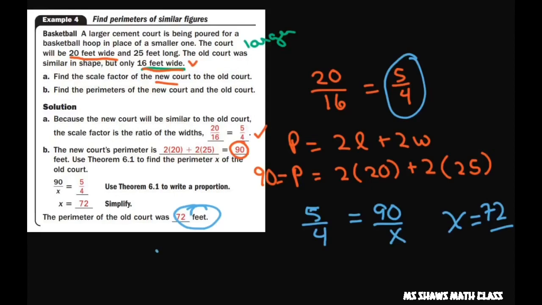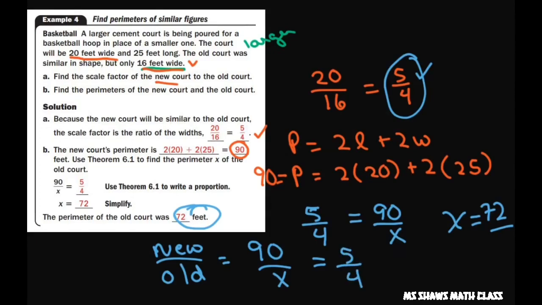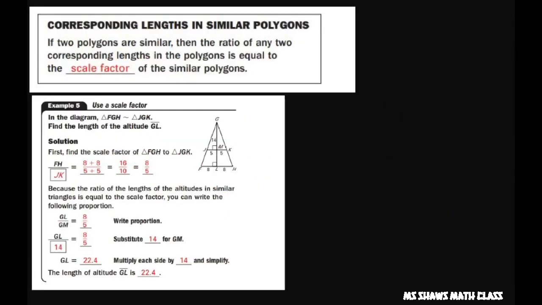So they did the perimeter, we did the old to new here. So this is new court, new to old. So new, the perimeter is 90, and we don't know the old. New is the 5, and old is the 4, and that's where you came up with the formula there. And it says corresponding lengths in similar polygons. So it's the same thing that we've been talking about. If two polygons are similar, then the ratio of any two corresponding lengths of the polygons is equal to the scale factor of the similar polygons.